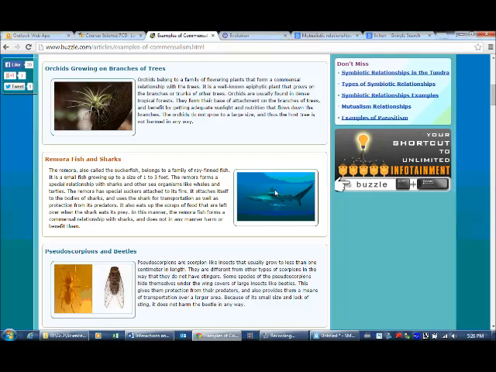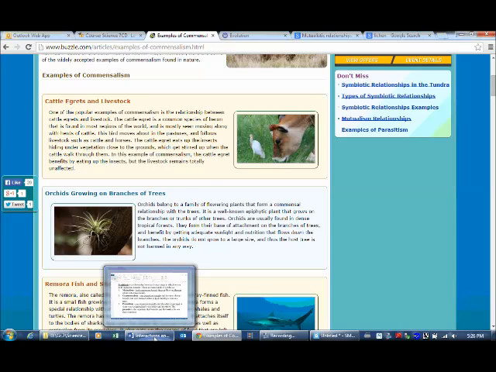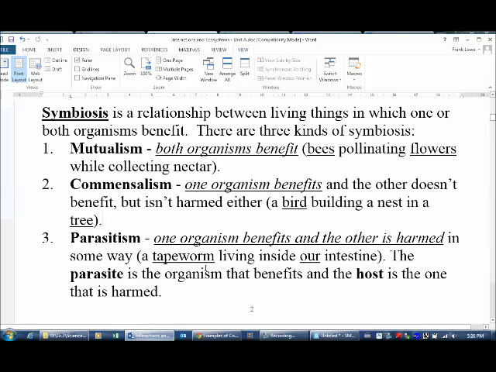Really good example. The other one that's an example, this is one about orchids in trees. Actually, no, I don't want to talk about that one. I want to talk about birds. Birds building nests in trees. So the bird building a nest in the tree is great for them because they have shelter, they have protection. But the tree, it doesn't affect the growth of the tree whatsoever. And that's what makes it a commensalistic relationship.